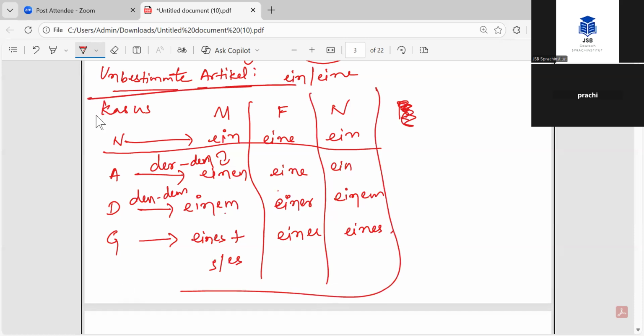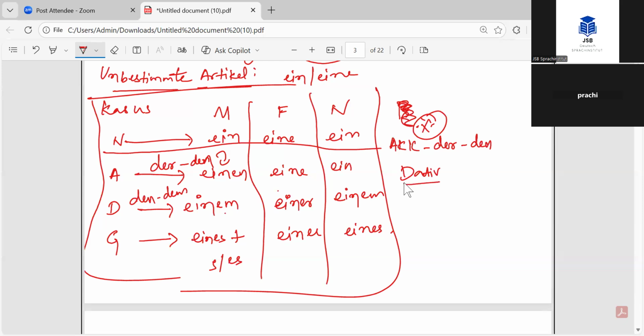So this is unbestimmt article. Okay. So you only have to remember here that in the accusative, it will change. So that's why only the masculine changes that you have to remember for accusative. Okay, dative has lots of changes. At A1 level there is no need, but you have to know. Anyway, I will teach you A2, B1, B2 for these things.